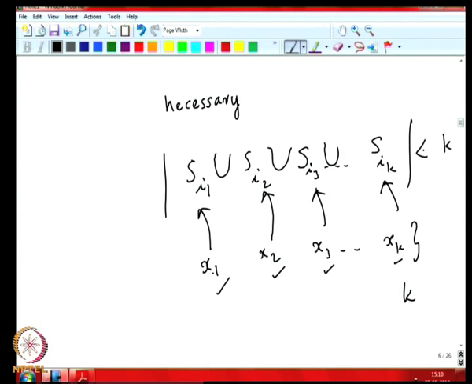So therefore this condition, that the union of Si1, Si2, Si3, ..., Sik for any selected i1, i2, i3, ..., ik should be greater than or equal to k, is definitely a necessary condition for distinct representatives to exist. So the sufficiency is the non-trivial aspect. We won't get into the proof of this, as I told.